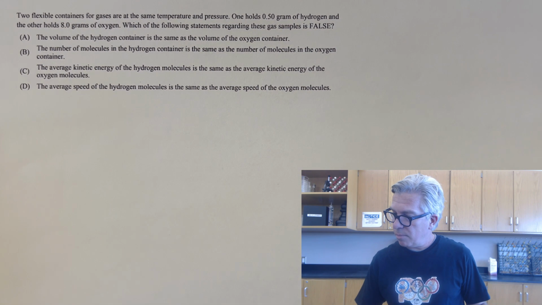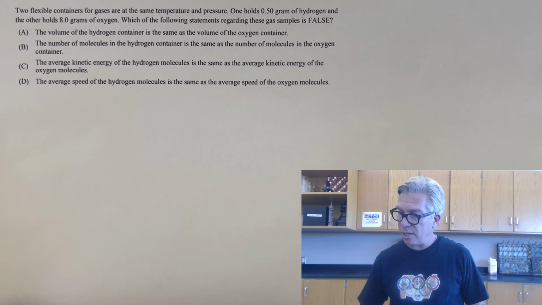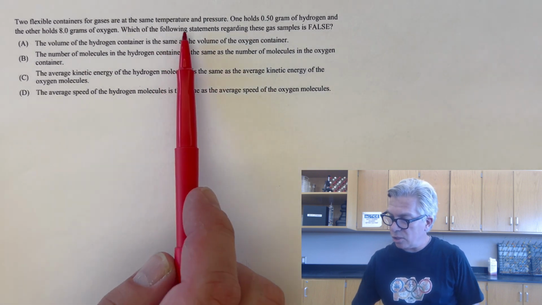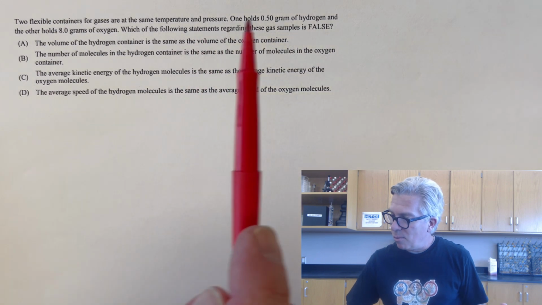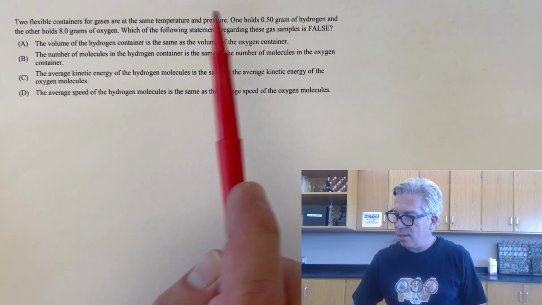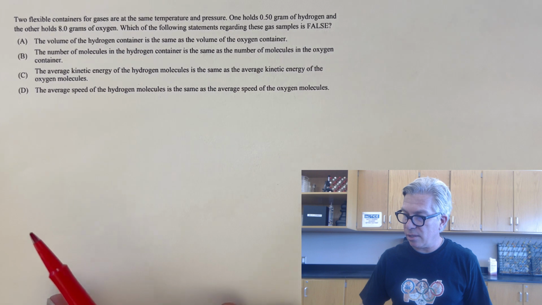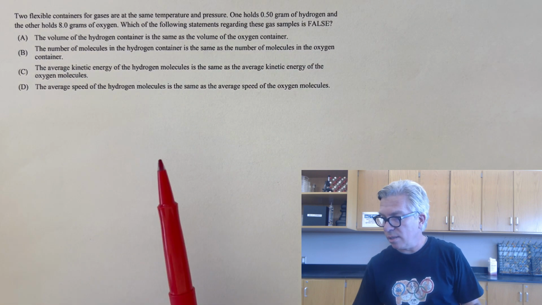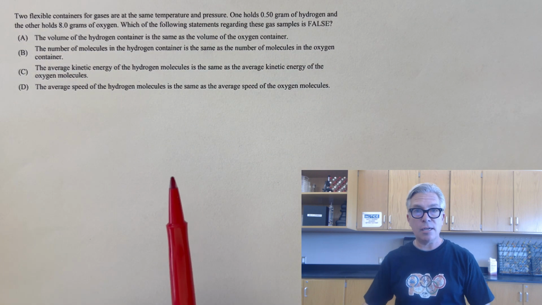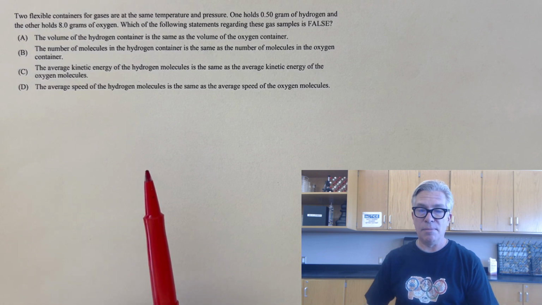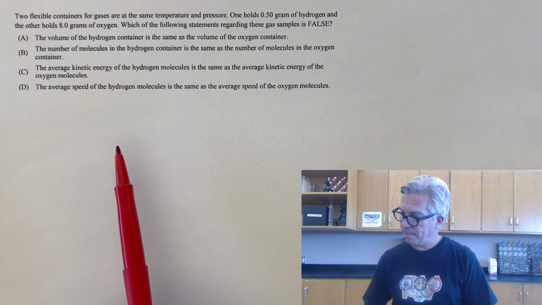All right, your turn. Take a little pause-the-video moment. Here, I'll read it for you. Two flexible containers for gases at the same temperature and pressure. Same temperature and pressure. One holds half a gram of hydrogen. The other holds 8 grams of oxygen. Which of the following statements regarding these gas samples is false? Take a moment, pause the video, and meet you back here in a couple seconds.